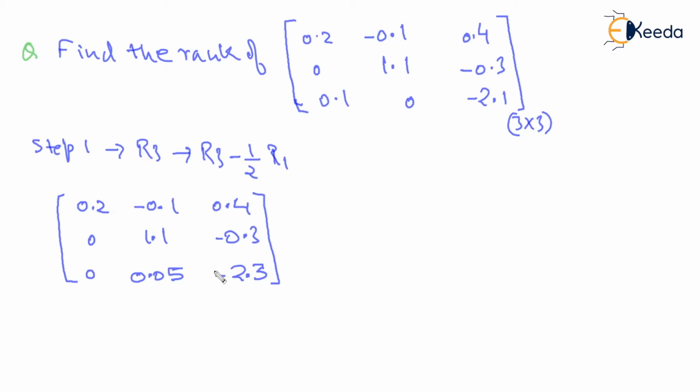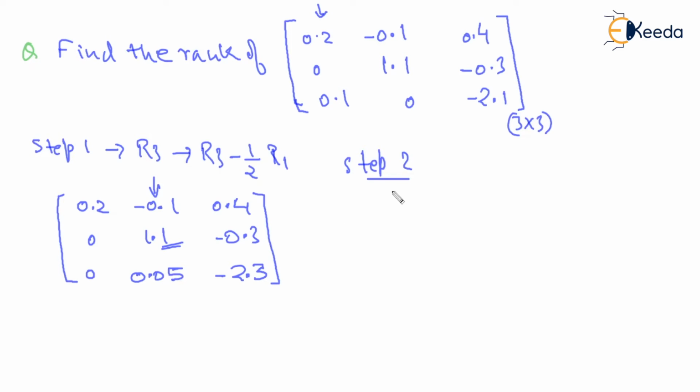Right? Step 2, I'm writing it here only. Step 2 is to check for the column 2. First we tried with column 1, now this is column 2. For column 2 we have to make the elements below the diagonal element, this is the diagonal element, to be 0.